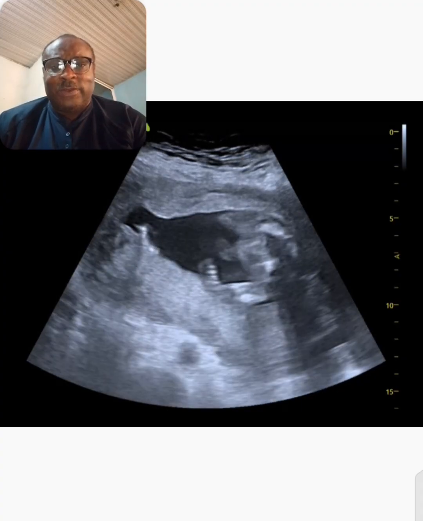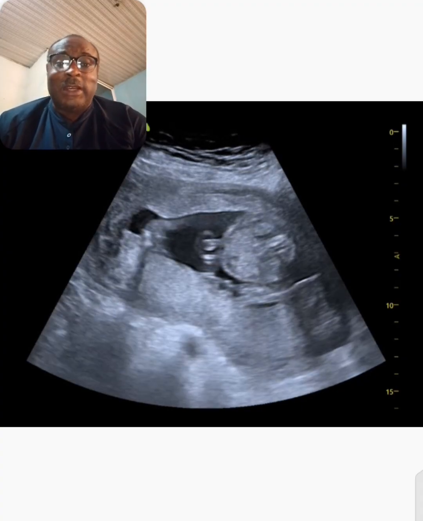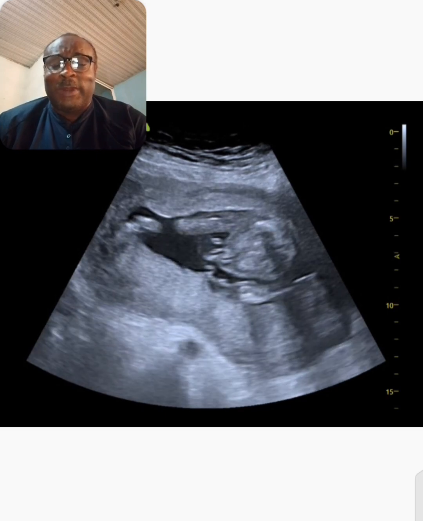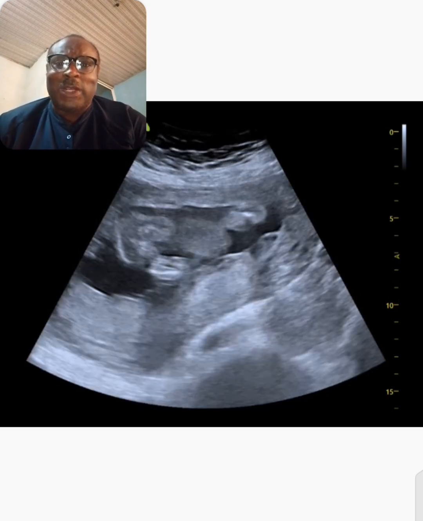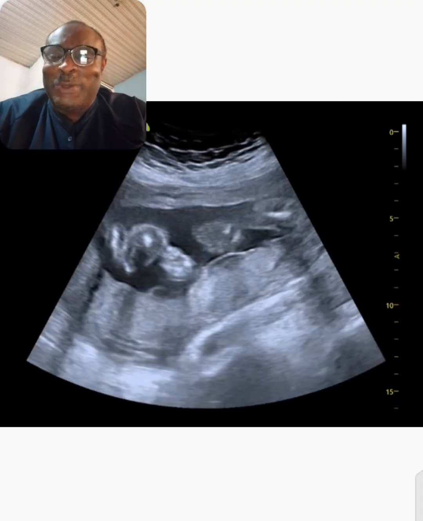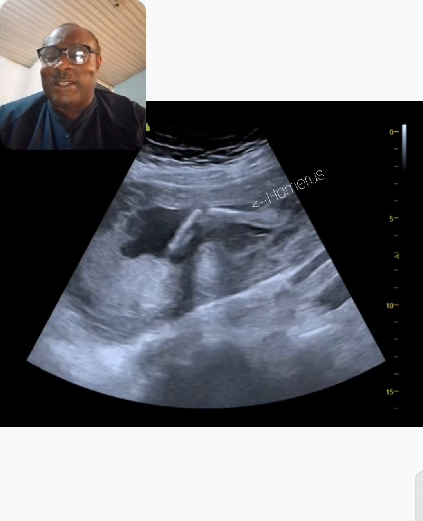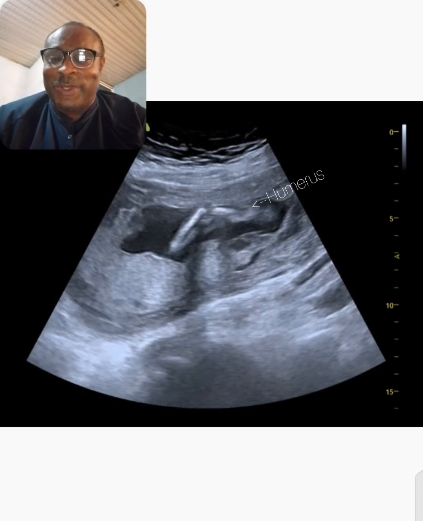Right. So remember the question asked earlier, where is the placenta location? What is the sex of the baby? Another question is, in your opinion, do you think this child has adequate amniotic fluid?